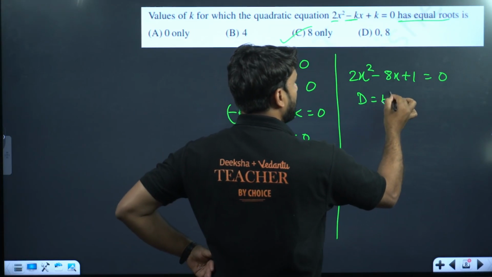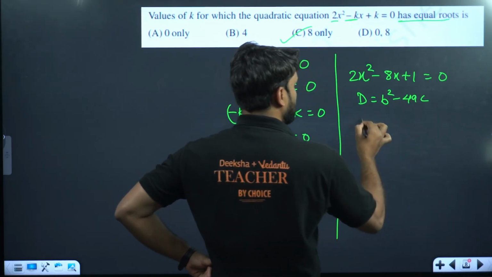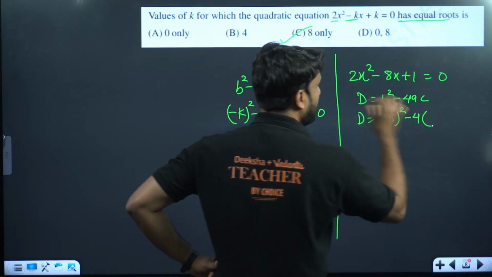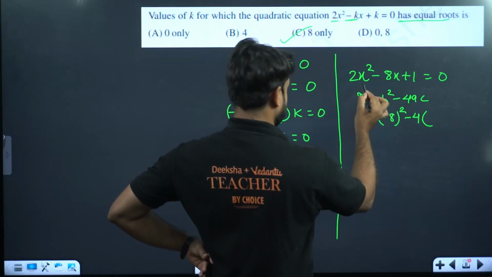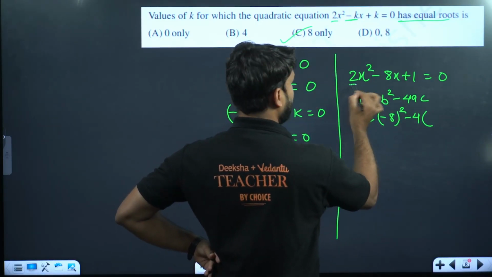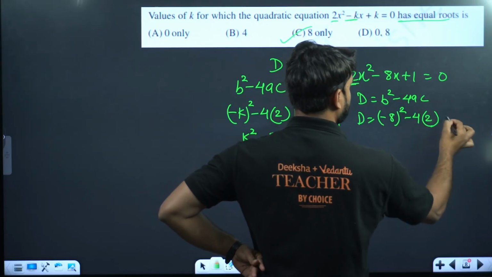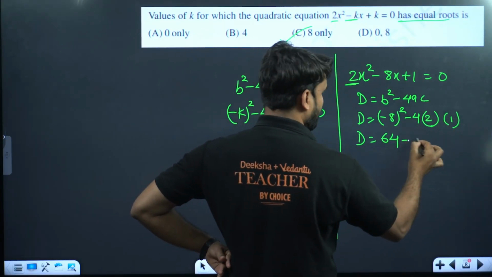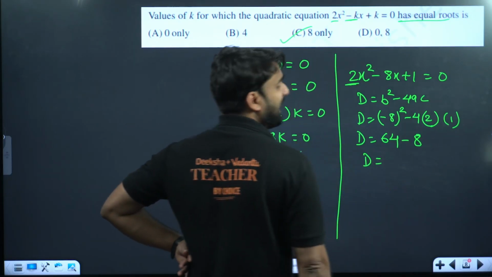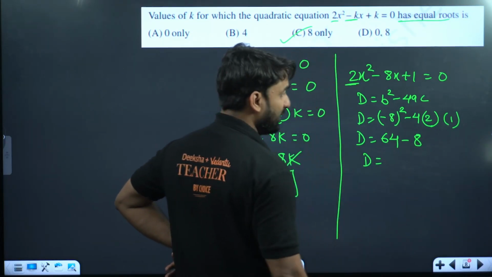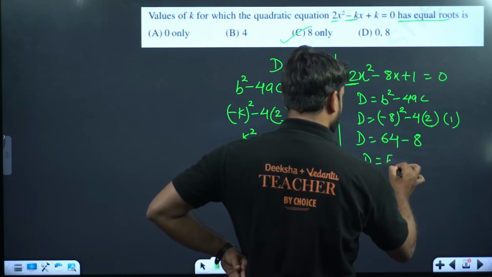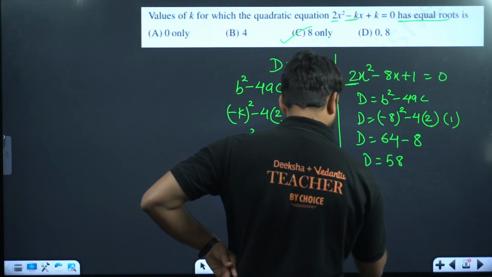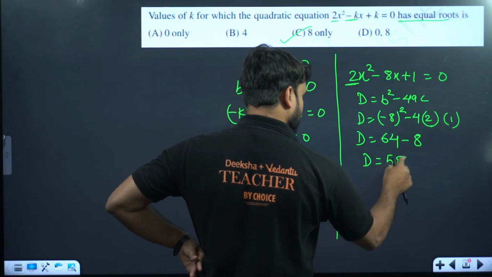Find out D. b square minus 4ac. Check b. b is minus 8. So minus 8 square minus 4 into, where is a? This is a. a is 2. And this is 1. Right? Solve this. 8 square is 64 and 4 into 2 is 8. So D we have here is 64 minus 8, and 64 minus 8 will be 56.